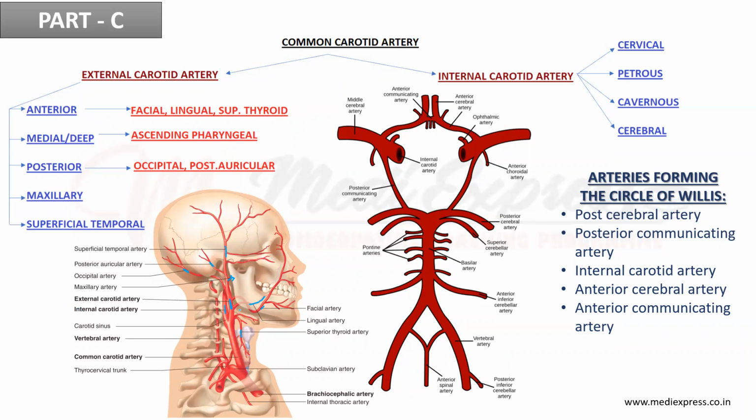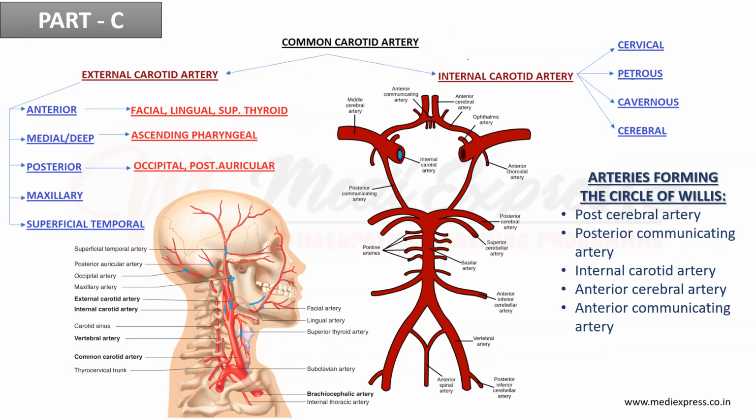Now, a very important part of the common carotid artery is the internal carotid artery. You can see this picture. Now we have an internal carotid artery over here. The branches are not actually shown properly, but remember it has 4 parts: a cervical part, a petrous part, a cavernous part, and a cerebral part.